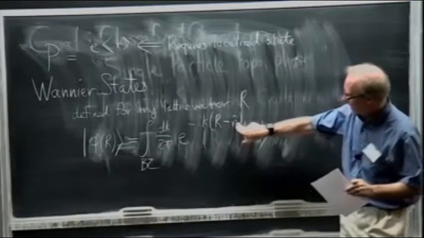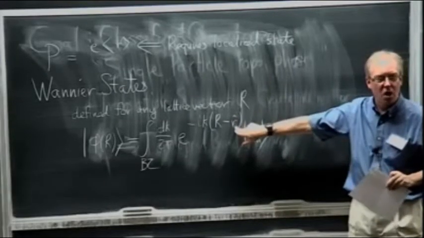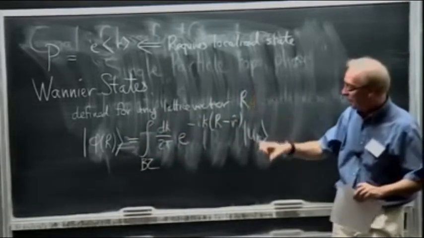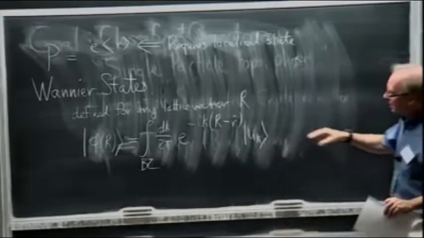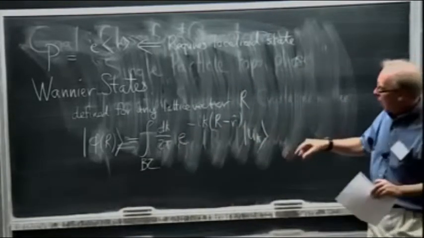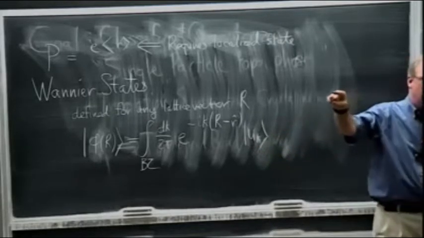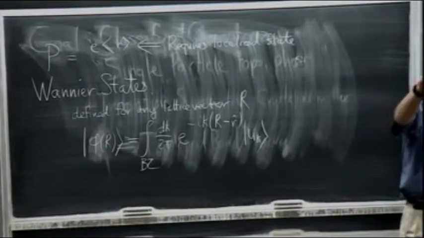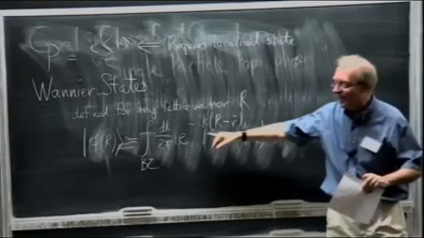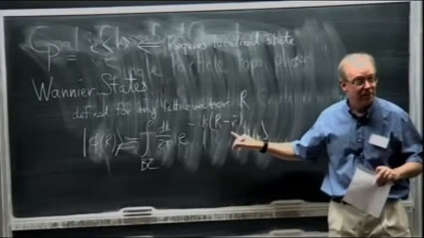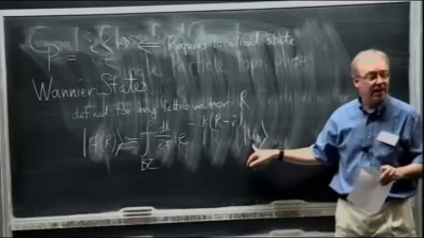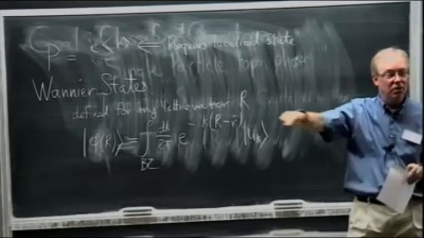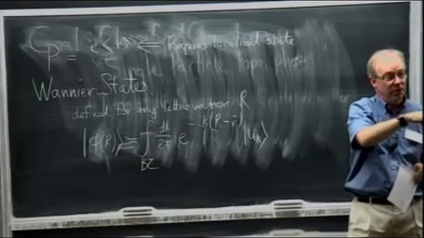So this R hat, I just mean this is the position operator. So little r is an operator on the Hilbert space, whereas capital R is just a lattice vector. Essentially what you're doing here is, I have my Bloch states which are defined for every value of k, and they're defined smoothly. I can try to define them smoothly. And this is essentially taking the Fourier transform of that. Provided U_k is smooth, then when I Fourier transform, it'll be something which is reasonably short-ranged.